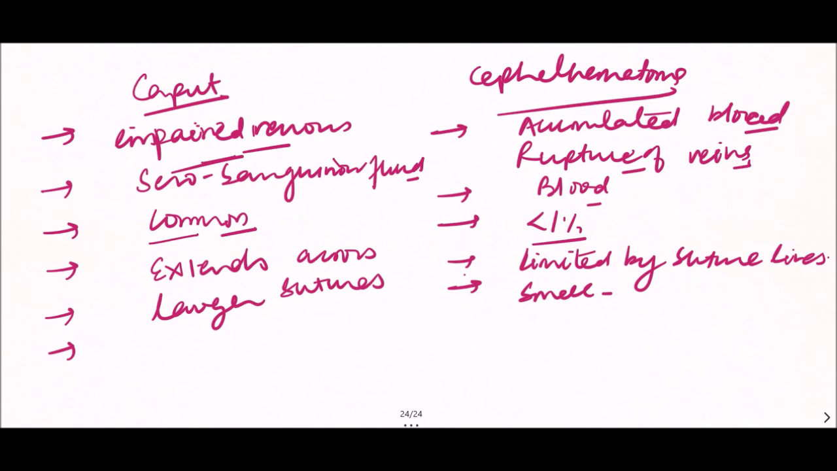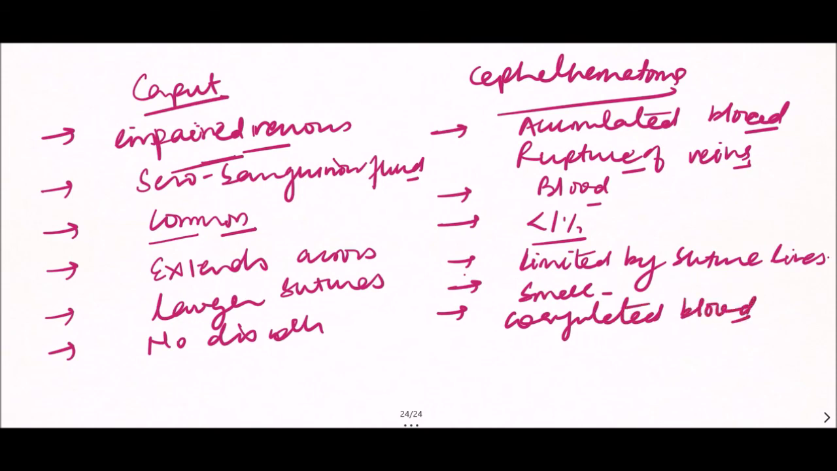Now, there is no discoloration in case of caput, no color changes, but discoloration of the swollen site due to presence of coagulated blood is seen in case of cephalhematoma, and it looks like a bruise. Then caput starts decreasing from birth and fully disappears within 1 week. But the cephalhematoma is not present at birth, and usually it develops after 24 to 48 hours. So it develops later on.